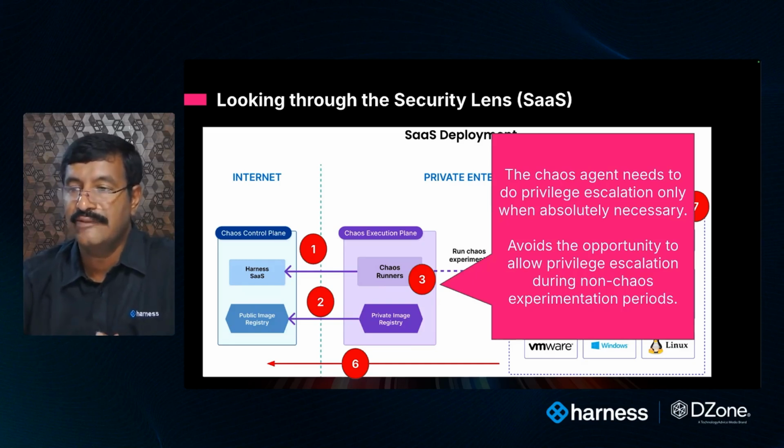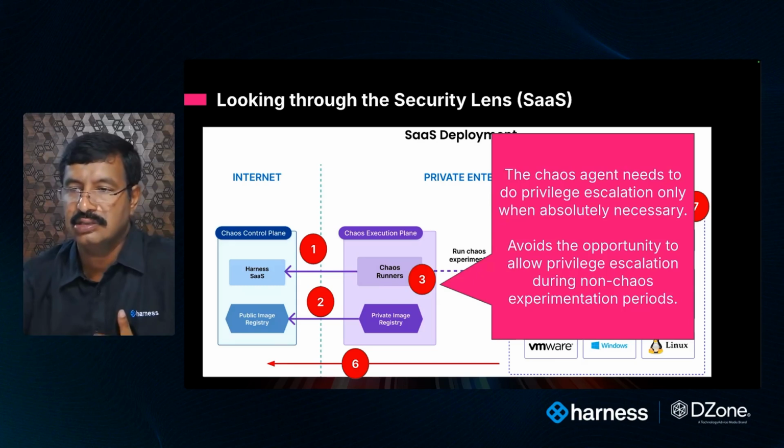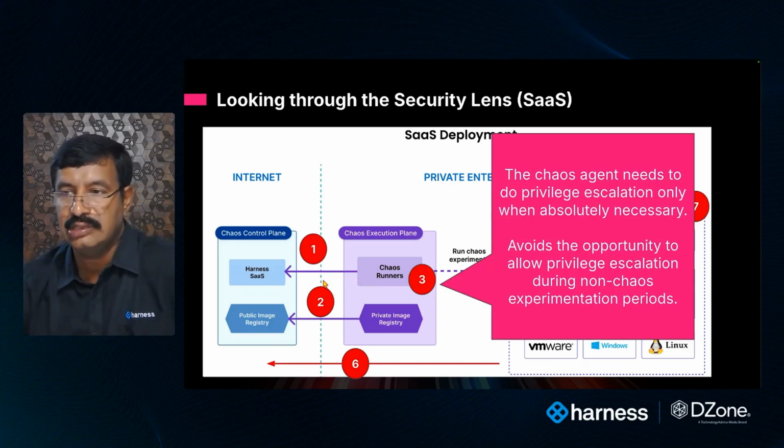Make sure that the tool or framework supports just-in-time privilege escalation. So you don't get these privileges all the time. You get those permissions only when a chaos experiment is pushed to the chaos agent, so that you won't run the risk of privilege escalation all the time. For example, if you are running chaos experiments 1% or 5% of the time in a month, the opportunity for that escalation stays only within that percentage.